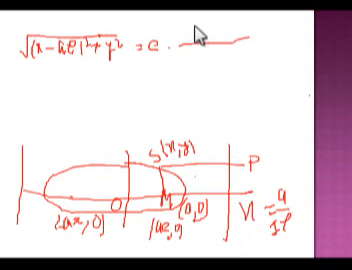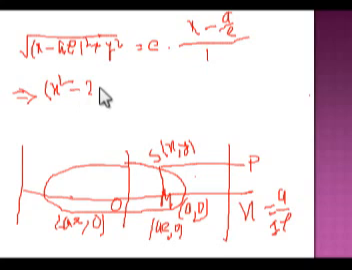So this will be x minus a by e, and below root over 1, this will be 1. Now if we square on both sides, then we will get x square minus 2xae plus a square plus y square.